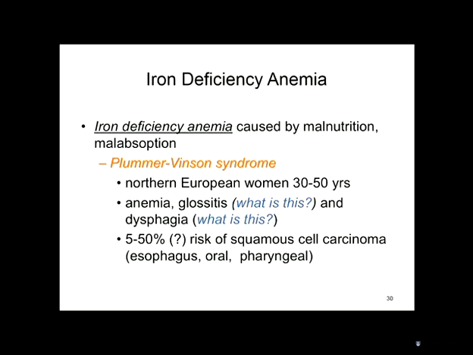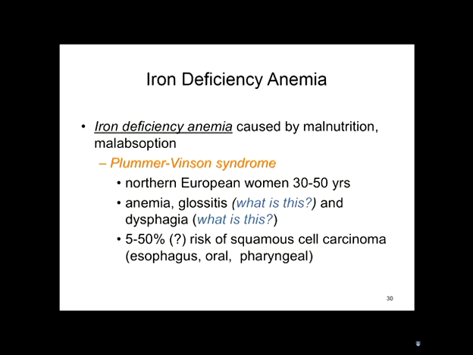And the other interesting feature of this is typically Northern European women between 30 and 50 years of age seem to be affected. Why that is, what's the underlying problem is still unclear. Just so you know that this type of combination of iron deficiency anemia with glossitis and dysphagia in Northern European women, 30 to 50 years of age. And the most important reason to remember this is because it does come with squamous cell carcinoma frequently.